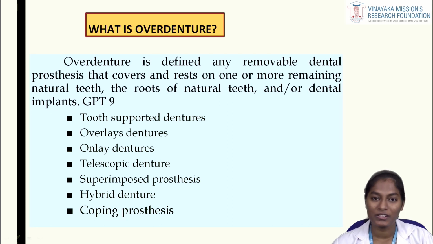So, there are various synonyms for overdenture. We should not think, what is this new term, or get confused. These synonyms include tooth supported overdenture, hybrid prosthesis, telescopic prosthesis, superimposed prosthesis, overlay denture, onlay denture and coping prosthesis.